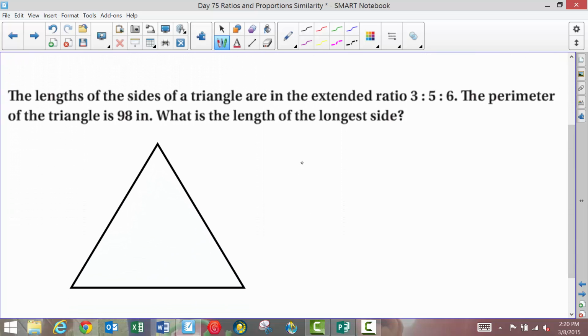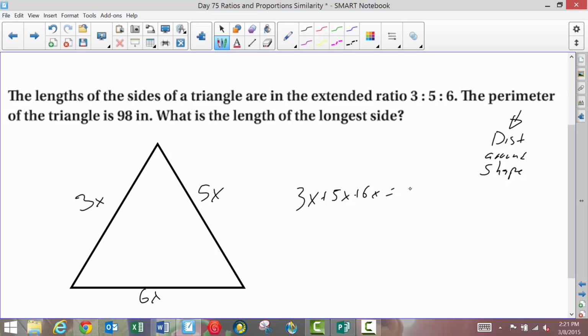So using extended ratios, I have a perimeter. Perimeter is the distance around an object, the shape or the polygon. So the ratio is 3 to 5, 5 to 6, and I know the perimeter is 98. So this is 3x, 5x, and 6x, and I know that 3x plus 5x plus 6x in the extended ratio is all equal to 98 because that's my perimeter.